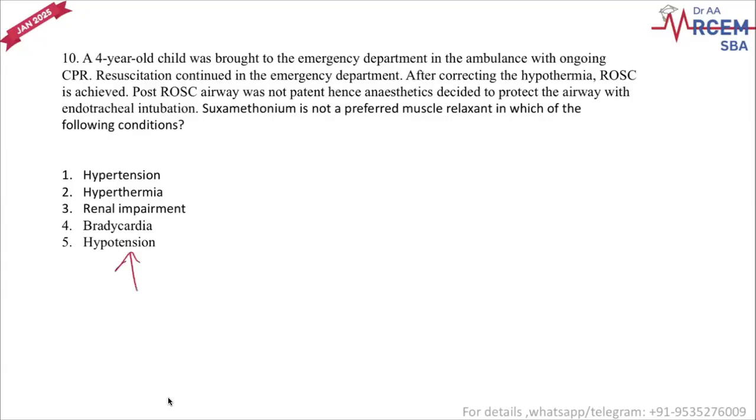Suxamethonium, hypotension, you can give it. Renal impairment, you can give it. Hypothermia, you can give it. Unless it is malignant hypothermia, the patient is a known case of. If he just has a high temperature, you can give it. Hypertension, you can give it. Bradycardia, no, it's a contraindication. Especially in the pediatric age group, do not give suxamethonium. It can worsen the bradycardia and cause complete heart block. So the fourth one is the right option.